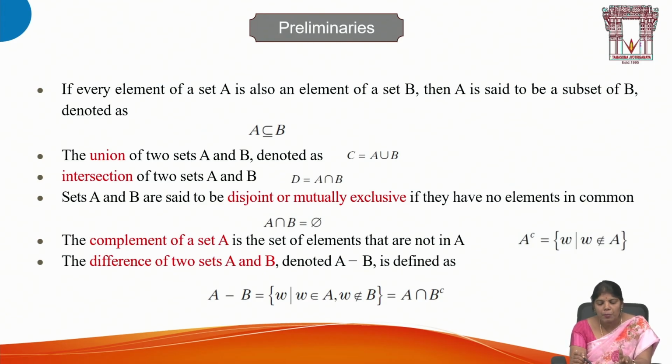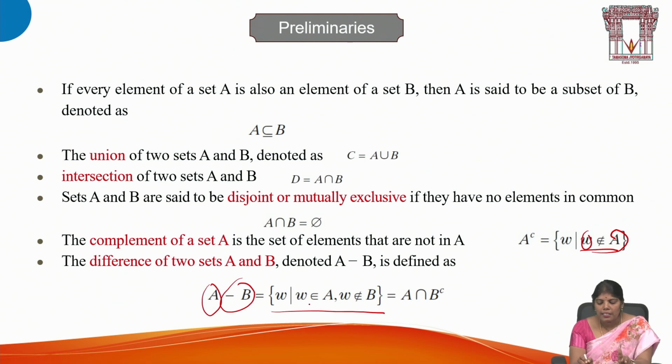And also we have the complement of the set A. The complement of the set A is represented as A complement, which is equal to W, where W are the elements which are not present in the set A. So A complement is equal to W such that W does not belong to A. And also we have the difference of two sets A and B, denoted by A minus B. A minus B means we are taking only the elements of A and not taking the elements of B. This is the representation of A minus B.